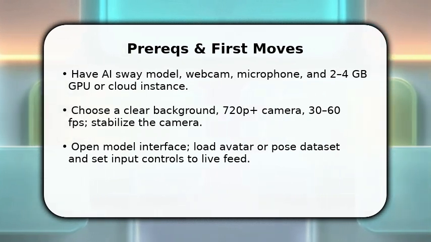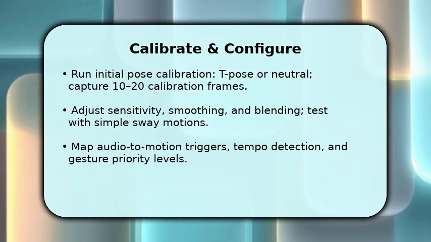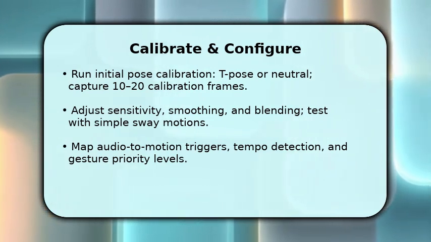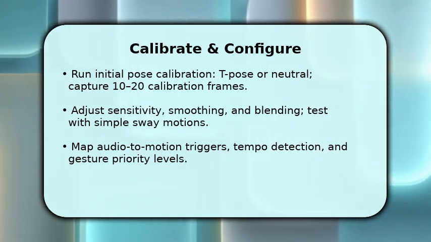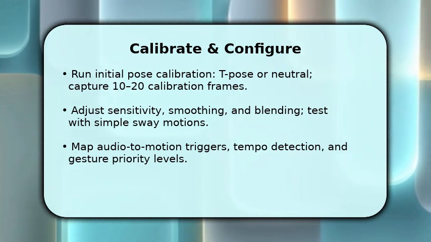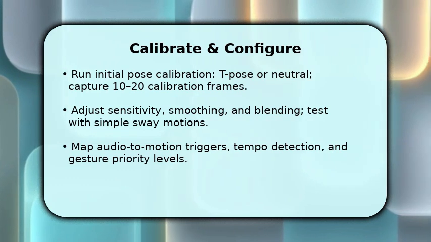Once the avatar is loaded, you calibrate motion mapping so the AI interprets your sway correctly. Start with a standard pose capture, 10 to 20 frames, then tweak sensitivity and smoothing to remove jitter while preserving expressiveness. Next, configure blending between procedural and recorded motion so transitions feel natural.